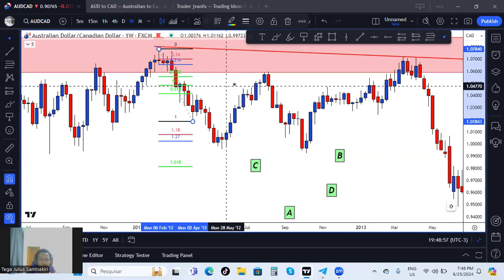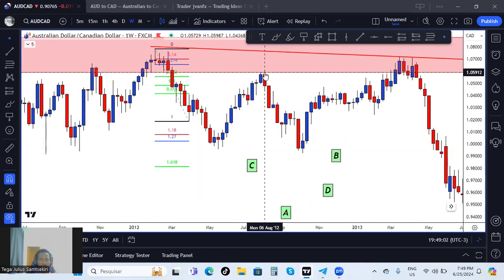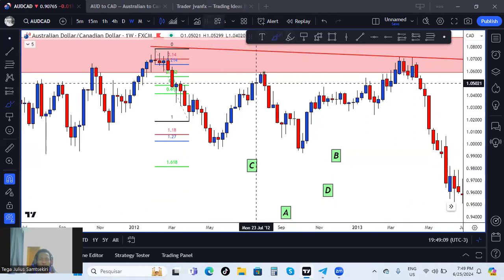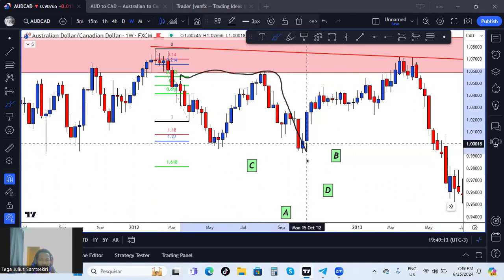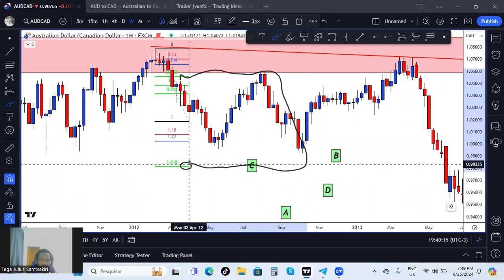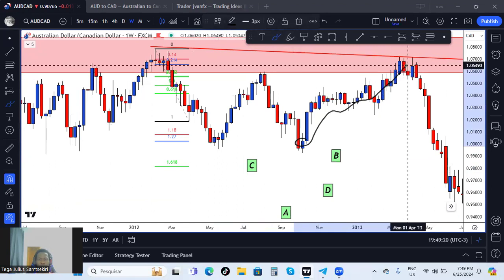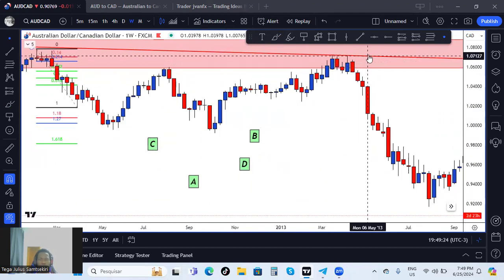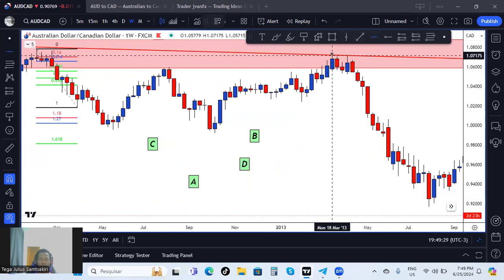Here is a low. And the market from here went down, but did not touch the green all the way down here. The market touched the green area here, but not all the way down. And the market went all the way back up right here. So at this level, what happened? The market got to the red area.